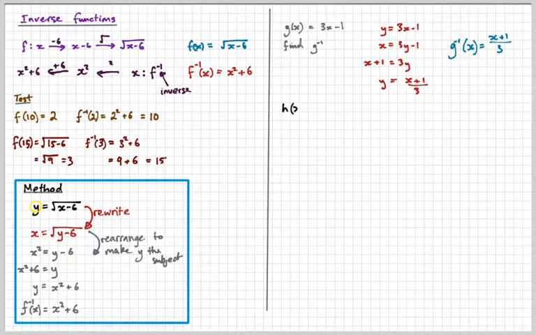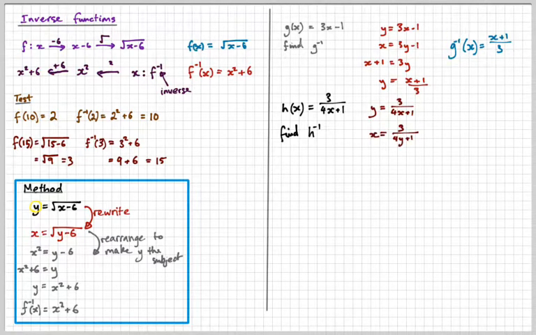Let's do that with another example. Let's have another function h of x, and let's say h of x is equal to 3 over 4x plus 1. Find the inverse function, h inverse. Maybe you could pause the video here and see if you can do all the steps yourself. So we write this as y is equal to 3 over 4x plus 1. Then switch the x's and y's. Pause the video to do that. Now rearrange to make y the subject.